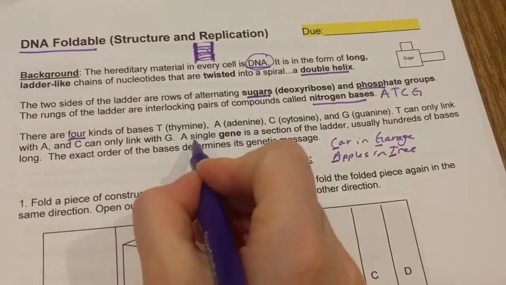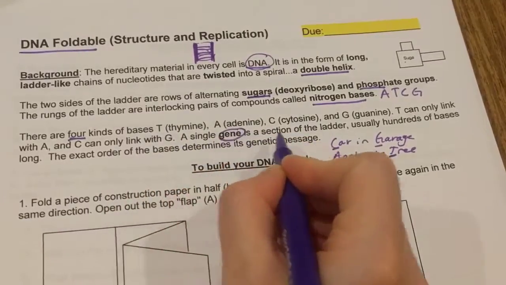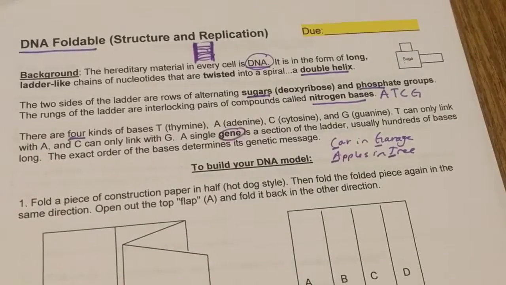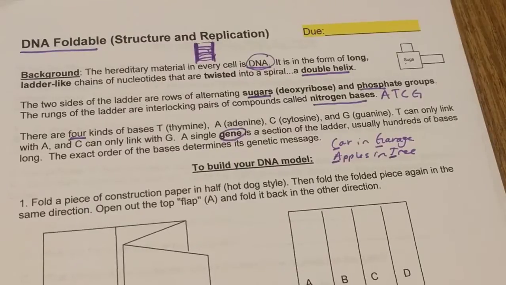Okay, we know that a part of DNA is called a gene. It's a section of the DNA ladder, maybe 100 A's, T's, C's, and G's long. And the order of those A's, T's, C's, and G's is the genetic message. The order of mine is different than the order of yours.